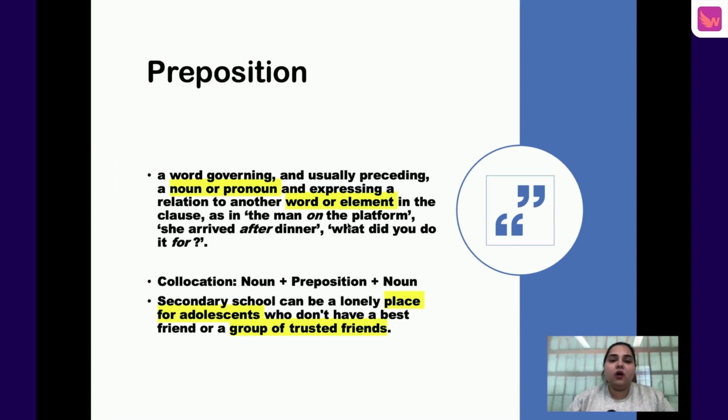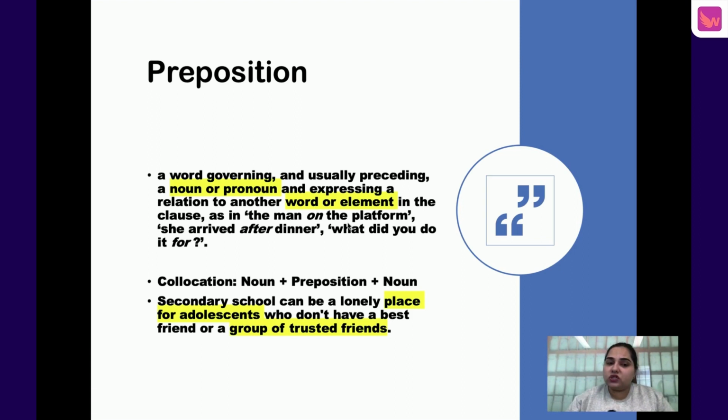Preposition: a word governing and usually preceding a noun or pronoun and expressing a relation to another word or element in the clause, as in the man on the platform. The man is a noun, platform is a noun, and in between, the relation is on. So on is a preposition. Similarly, she arrived after dinner. After dinner: the noun is there and before it we have our preposition. What did you do it for? So who? You. What for? For. So for is there as a preposition.